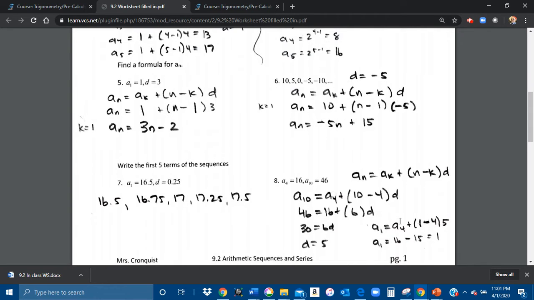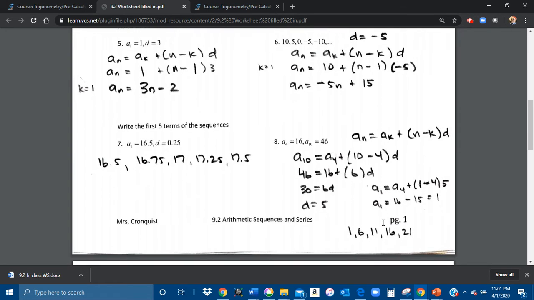a sub 1 is equal to a sub 4 plus 1 minus 4. Now I'm substituting 1 for n. And that tells me that a sub 1 is equal to 16 plus minus 15, which is equal to 1. So now my first 5 terms, if my difference is 5 and my first term is 1, are 1, 6, 11, 16, 21.